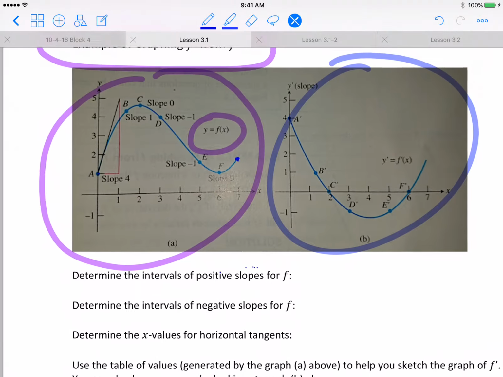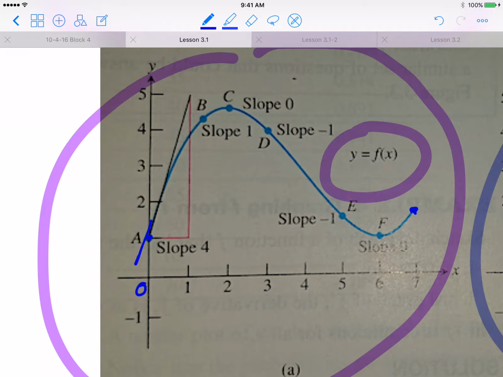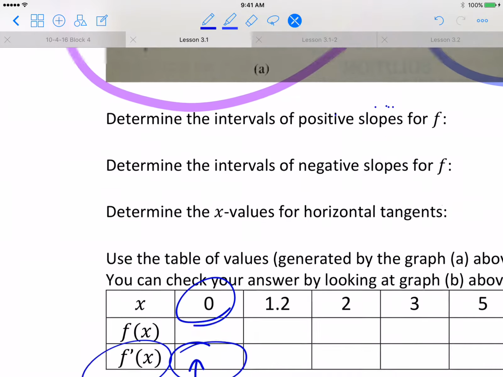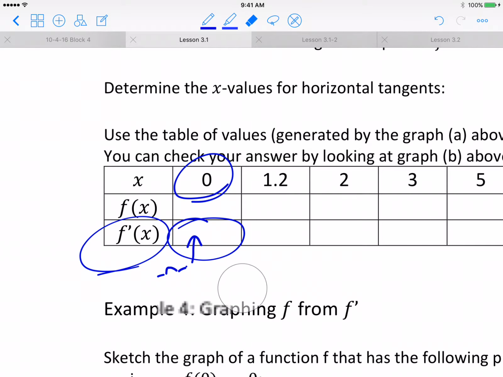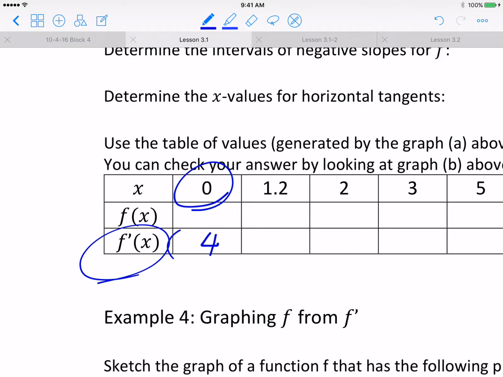So go back to the original function. When x equals 0, take a look at the point on the graph, take a look at the potential tangent line, and then think about what the slope is. Fortunately, the slope is given to us right there. So when x equals 0, our slope appears to be 4. So I could write that out: f prime of 0 is equal to 4, because the slope of the tangent is 4 at x equals 0 for the original function.